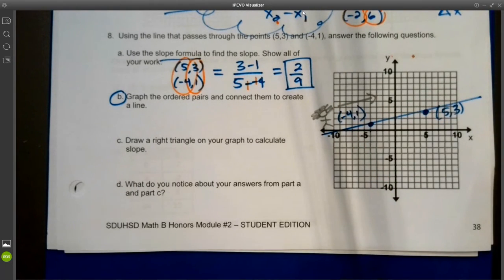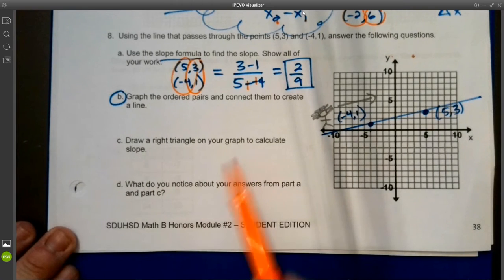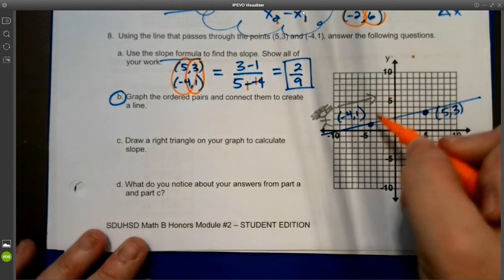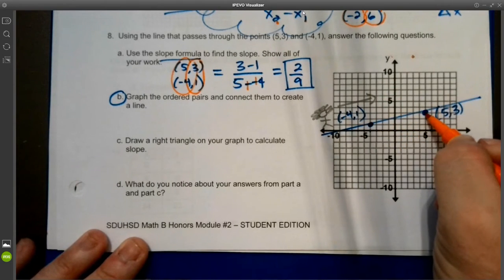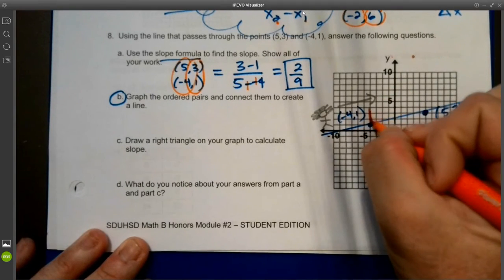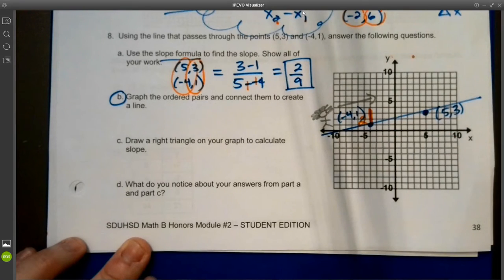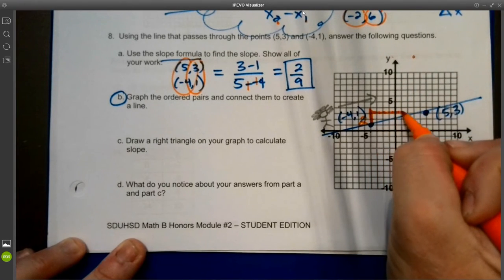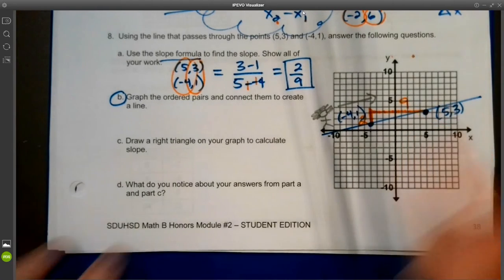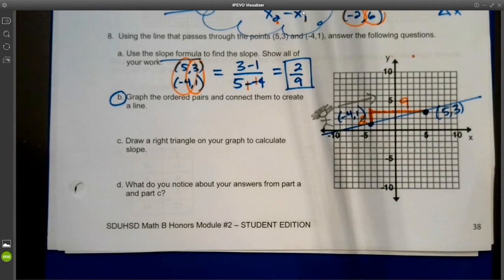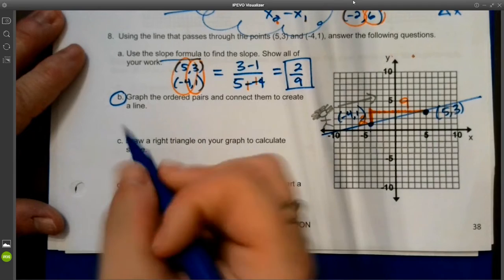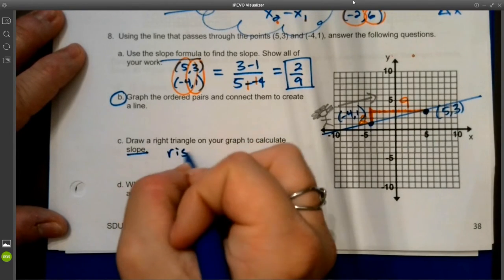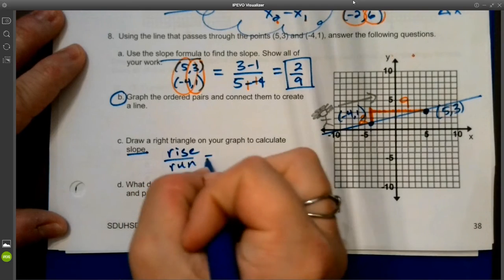Look at 2/9ths. Draw a right triangle on your graph to calculate slope. This is the stuff we've been doing. So if I'm trying to go from this point to this point, I'm definitely going to rise up 2 units. And I'm going to go over, let's count it, 1, 2, 3, 4, 5, 6, 7. I'm going to go over 9 spots. OMG. It's the same thing we got in part A. We're looking at rise over run, and we found 2/9ths.